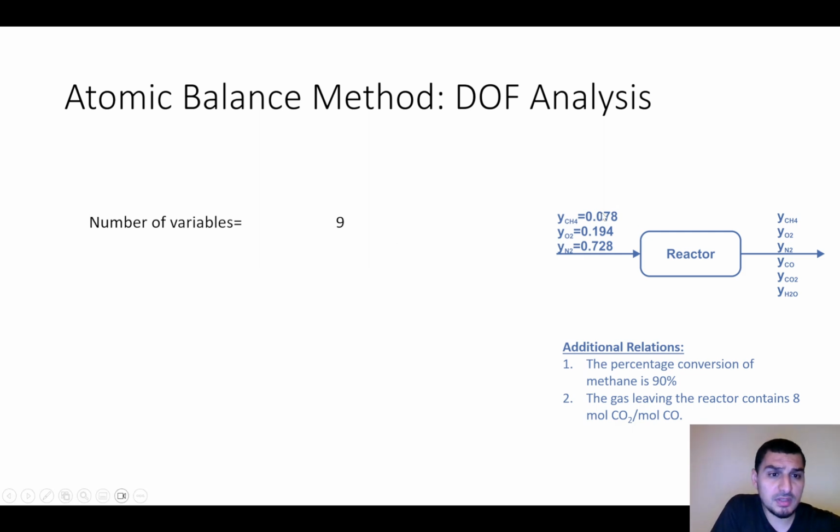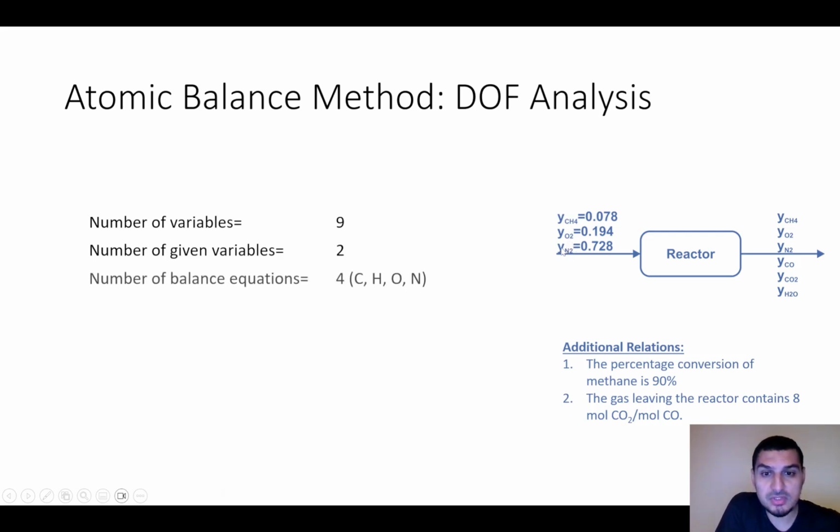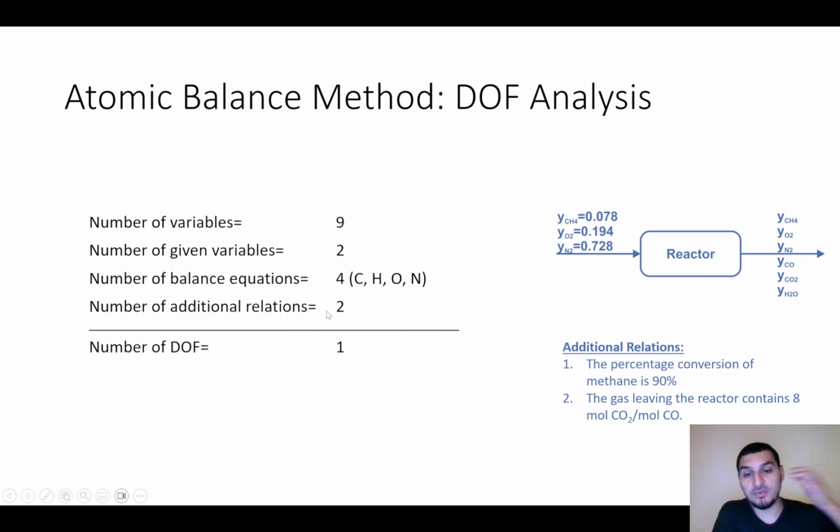We have 2 given variables, only 2, and the number of equations is equal to the number of elements involved in this system. So we have carbon, hydrogen, oxygen, and nitrogen. So we have 4 elements, which means that we can write 4 balance equations. And the last thing is the additional relations, which are these two relations. So we have 9 minus 8, which is 1 degree of freedom.